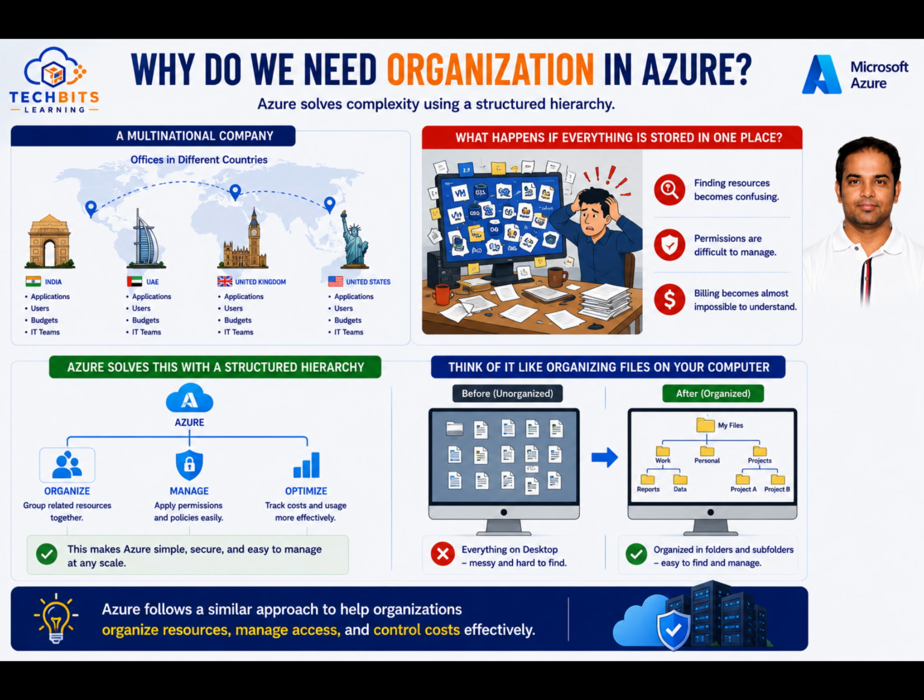Imagine a large multinational company with offices in India, UAE, UK, and United States. Each office has different applications, users, budgets, and IT teams. Now imagine storing everything in one place. What will happen? Finding resources would become confusing. Permissions would be difficult to manage. Billing would become almost impossible to understand. Azure solves this problem using a structured hierarchy.